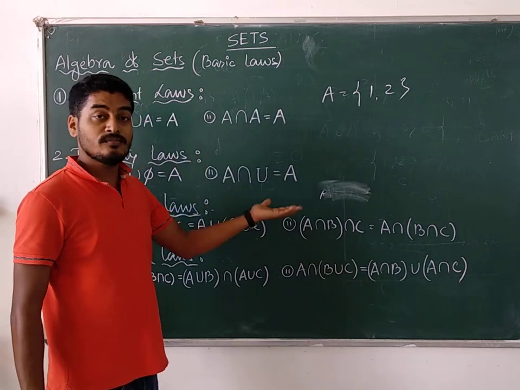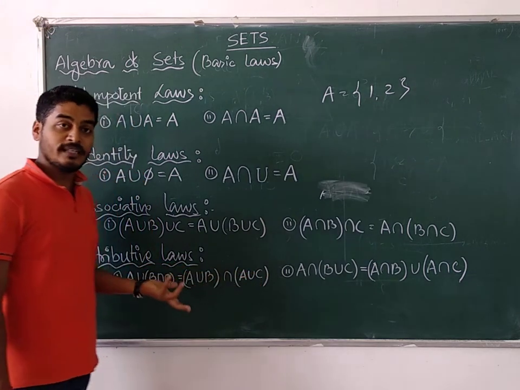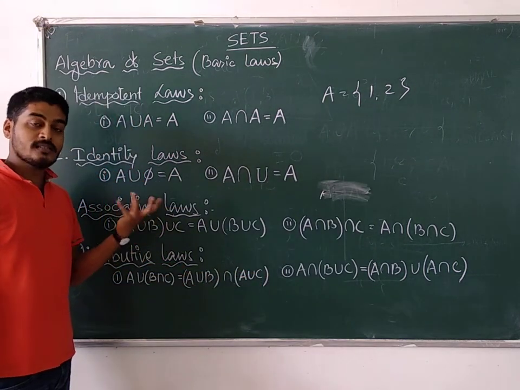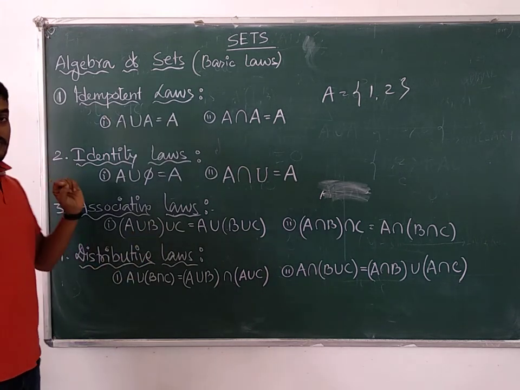B intersection B is equal to B. Phi intersection phi is equal to phi. In this way, we can easily generalize for all the sets for union and intersection. Next one is the identity laws.